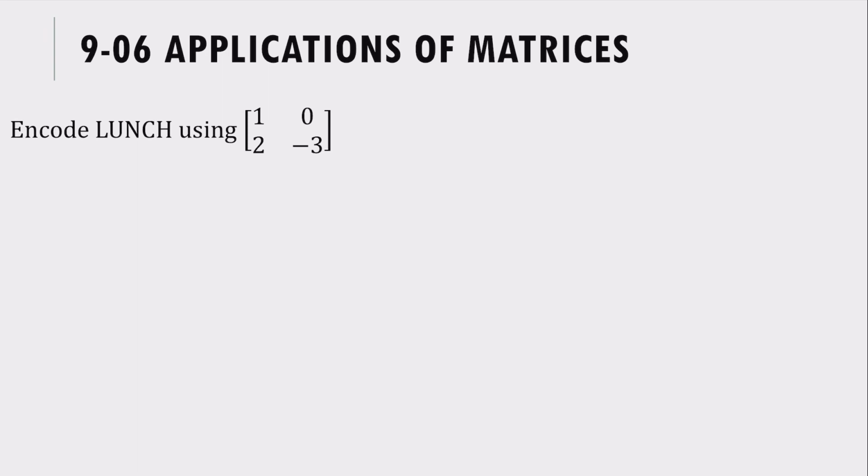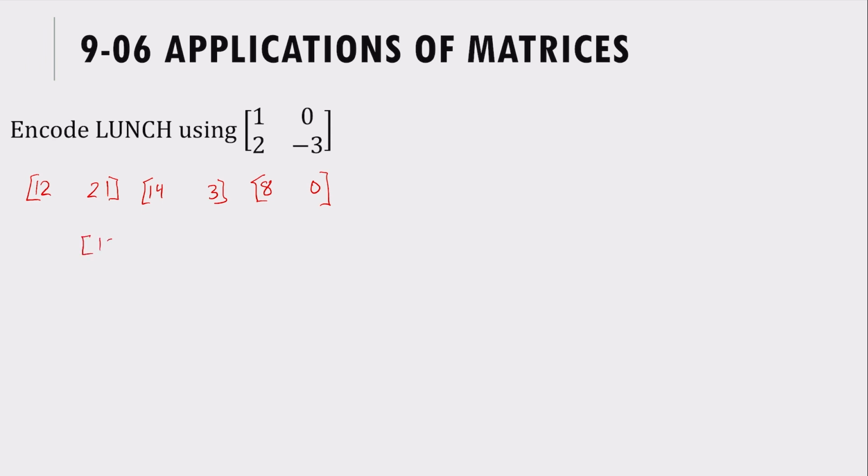Let's encode the word lunch using this matrix. Well, L is the 12th letter, U is the 21st letter, N is the 14th, C is the 3rd letter, H is the 8th letter. We're using a 2 by 2 matrix to encode, so we need groups of 2. Oh wait, 8 is by itself, so we'll just stick a space at the end, put a 0 at the end.